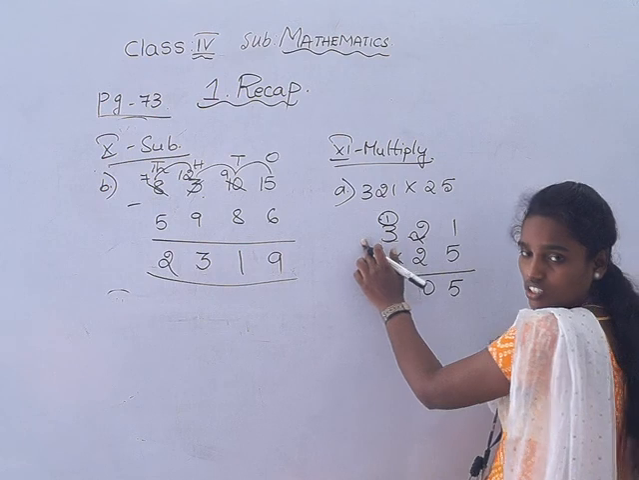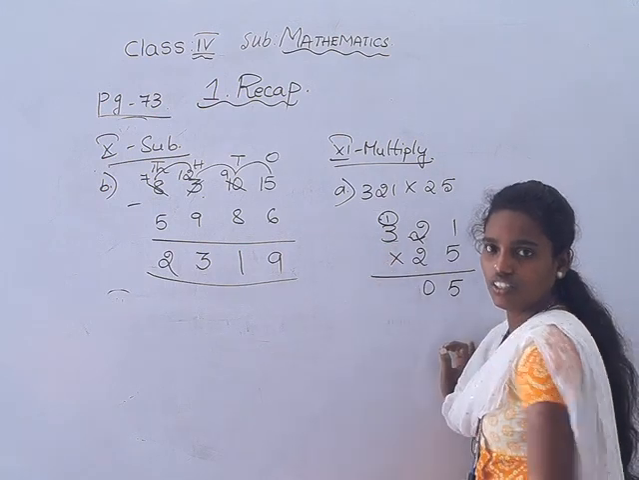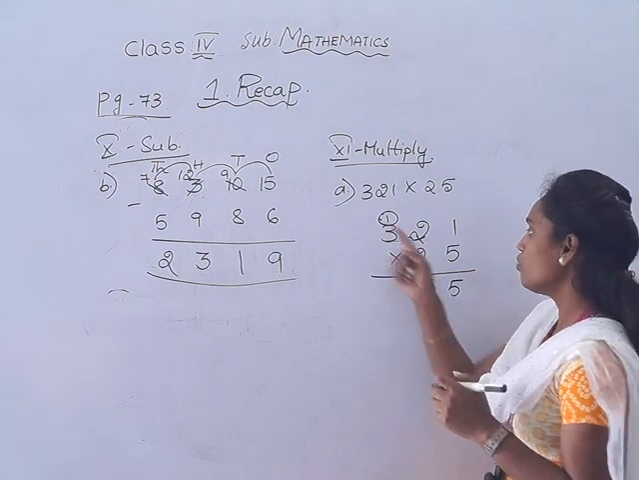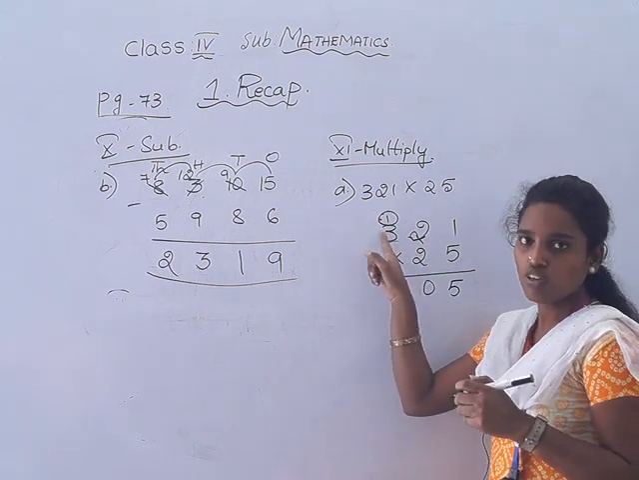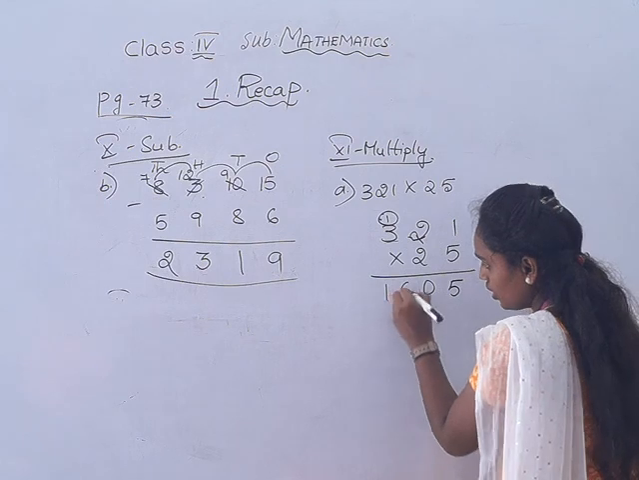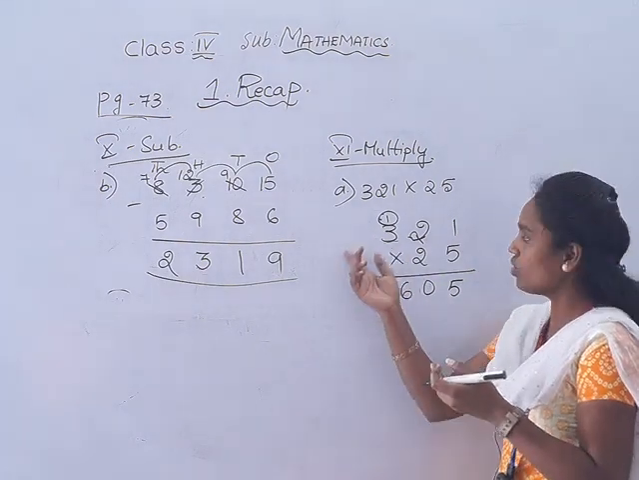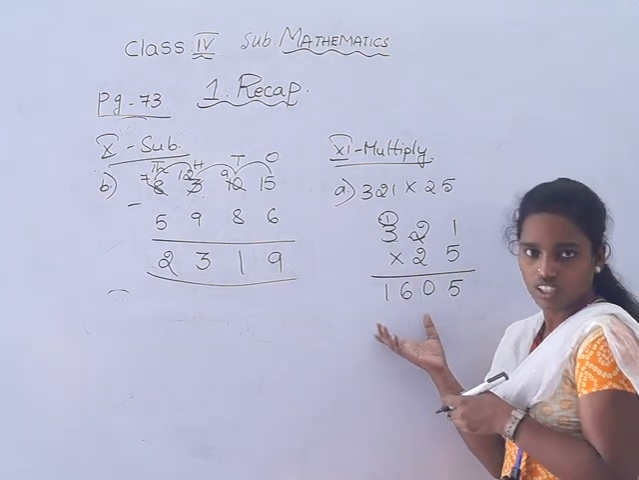Next 5 threes are, what are 5 threes children? 5 ones are 5, 5 twos are 10, 5 threes are 15. So we are having carry here, no? So we should write 16. Why are we writing 16 here? There is no other number to multiply, no? So at that time we can write the whole number here only.